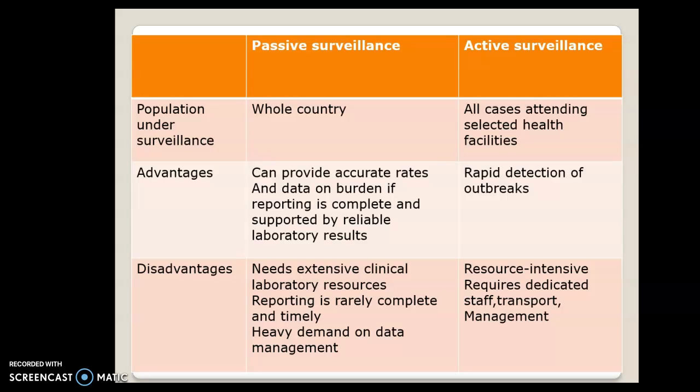In passive, we look at the whole country. In active surveillance, all cases attending selected health facilities. Coming to the advantages of passive surveillance, it can provide accurate rates and data on burden if reporting is complete and supported by reliable laboratory results. In active, rapid detection of outbreaks.